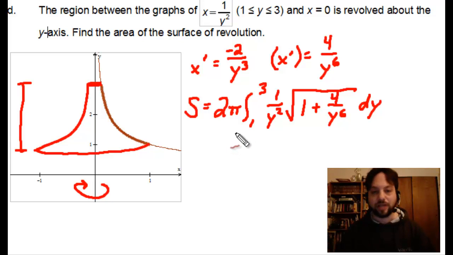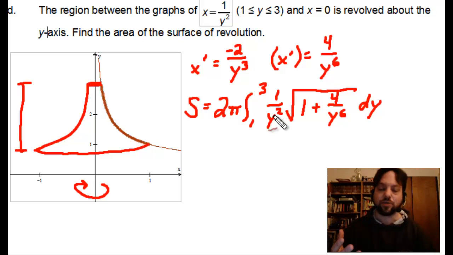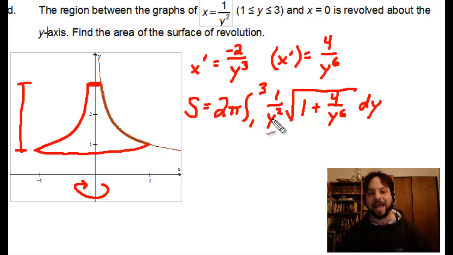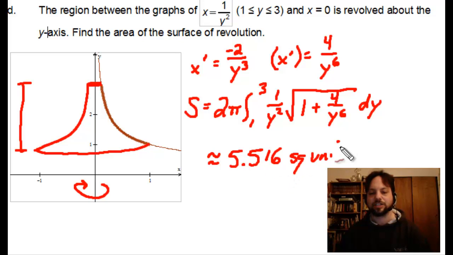Now, you can do whatever you like to this integral here. I was not able to find a way to set this integral up in such a way that I can evaluate it with the knowledge that we currently have. We'll learn how to do integrals like this later. But for now, my suggestion is simply run it through your calculator and see what you end up with. My calculator gave me 5.516 square units as the surface area of this revolution.